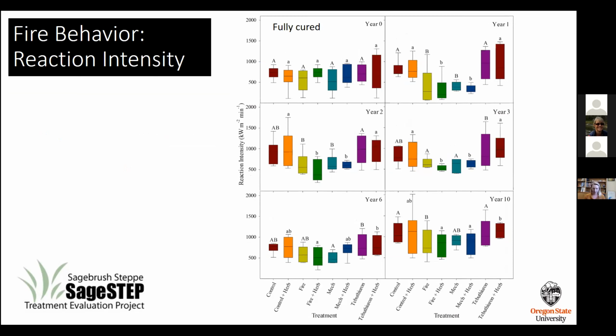So the final metric that we looked at was reaction intensity. And this is a measure of the amount of heat being generated per unit area. In year 0, they're all the same. Reductions with the fire plus imazapic, mechanical, and mechanical plus imazapic again hold, for the most part, well into this post-treatment trajectory.